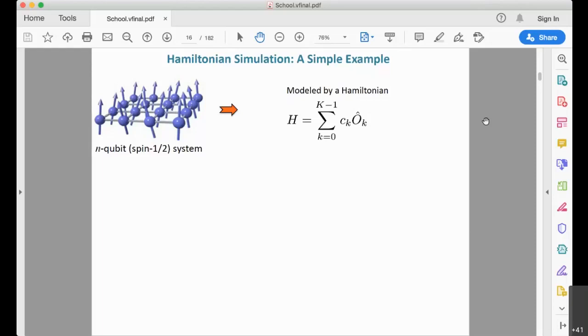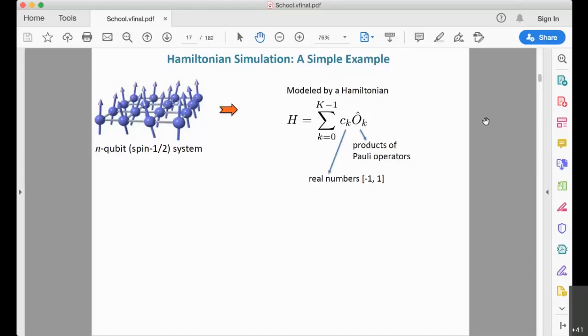Okay, cool. So the simplest example would be to take an n-qubit or n-spin one-half system, right? Because if my quantum computer is made out of qubits, then the coding process is not that complicated. So I start with an n-qubit system, okay? And I will say that the interactions are modeled by some Hamiltonian that takes that form. It's a linear combination of some operators, all right? For simplicity, I'm going to assume that these operators are products of Pauli operators, okay? And these coefficients are real numbers.